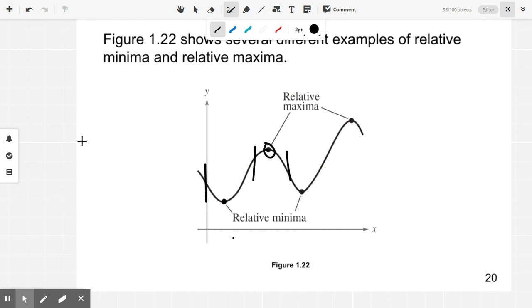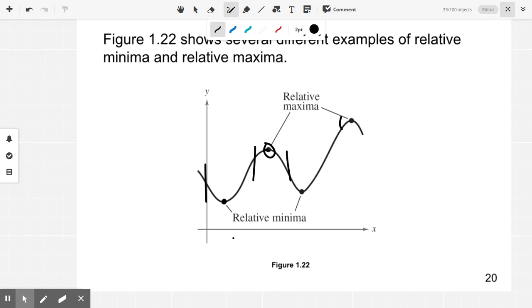I mean a maximum. Here is another minima. It's at the bottom, right? Changes from decreasing to increasing. This one then changes from increasing back to decreasing. So this is a relative maximum. All right. So relative maximum and minimums are just high points and low points within a graph.